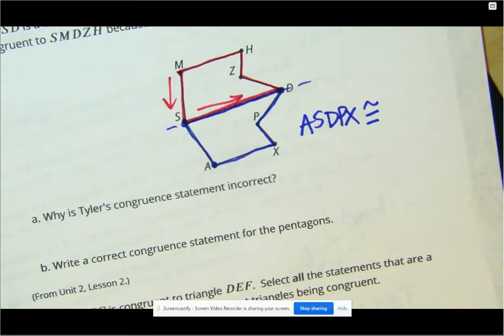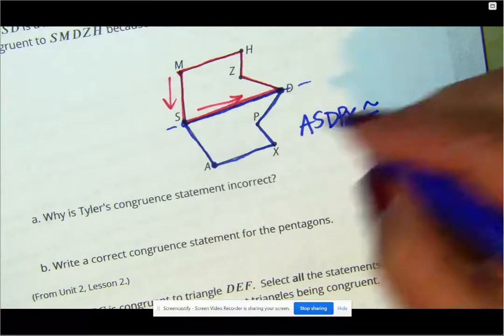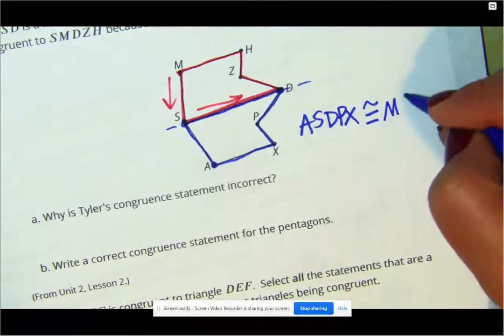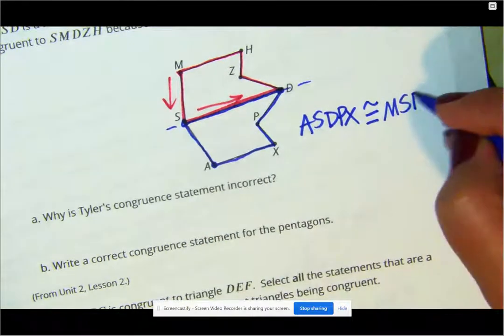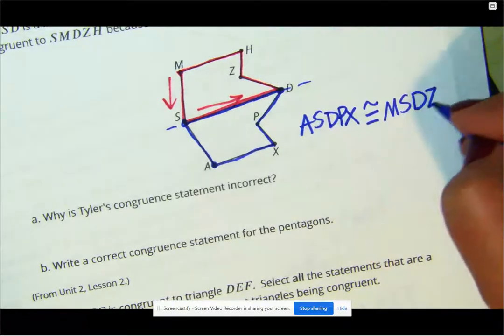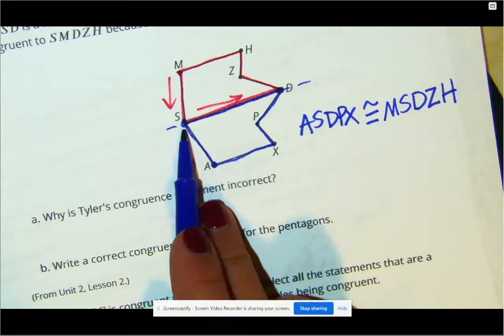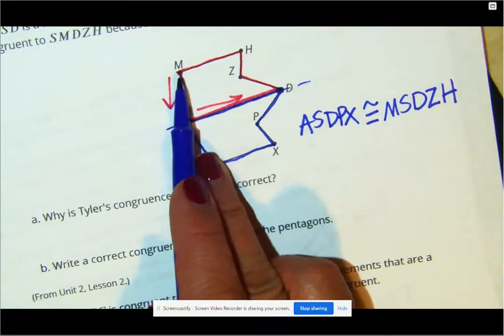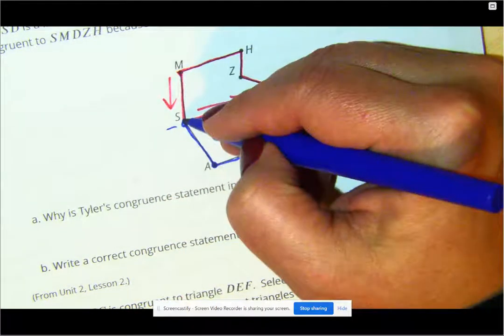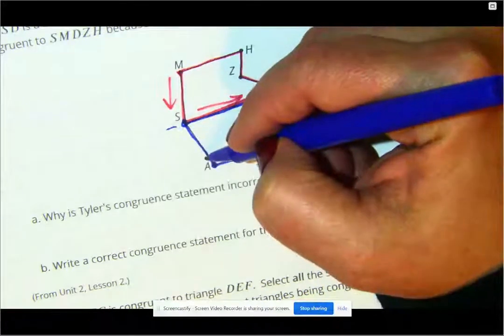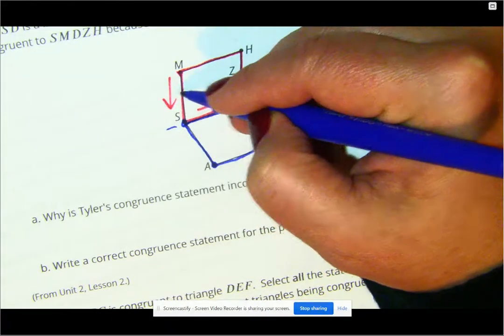Well, I'm actually going to answer B first. I think that part's easier. So it should be what? M to S to D to Z to H. Now let's look at Tyler's. What does he say? He says SM. That is true. This segment is the same as this segment. And those two are congruent.